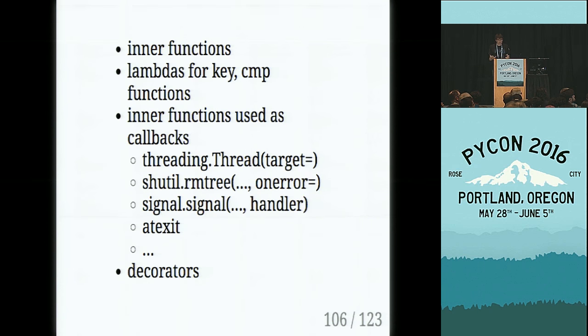So inner functions are often using variables from outside that inner scope. Lambdas usually are. All these places in the standard library where you need a callback, where you need a function, if that function's going to do anything interesting, then it's probably changing some state somewhere, and a common way to do that is with a closure.